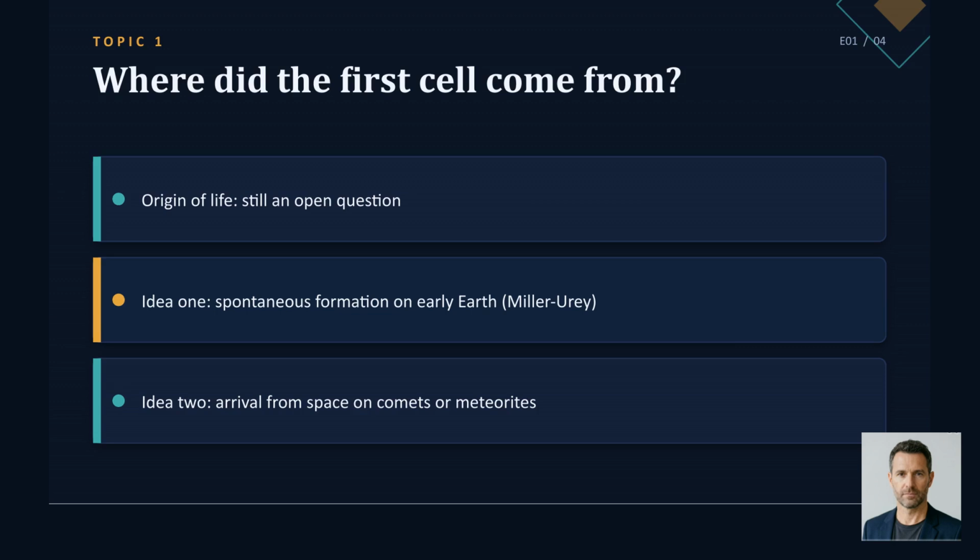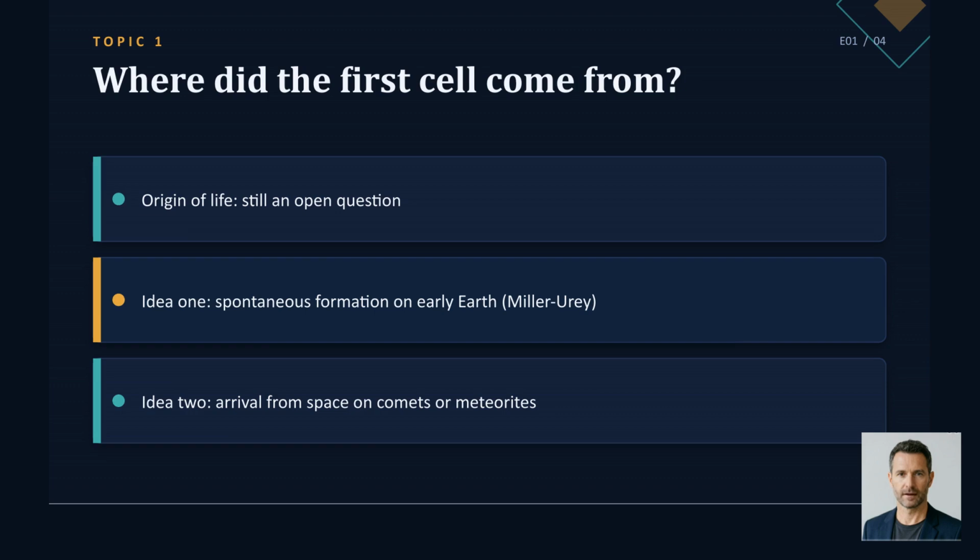If every cell comes from a previous cell, we are forced to ask the obvious question, where did the very first one come from? This is the problem of the origin of life, and it remains an open area of research. There are 2 broad ideas.